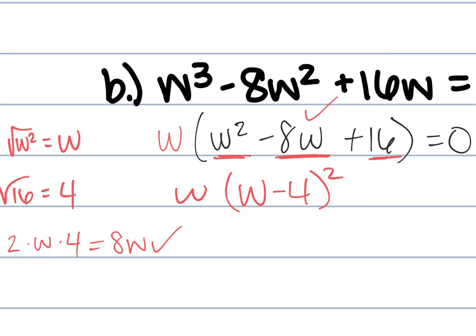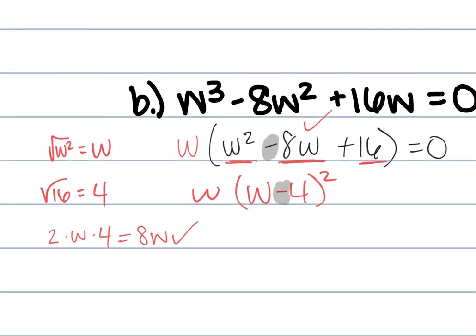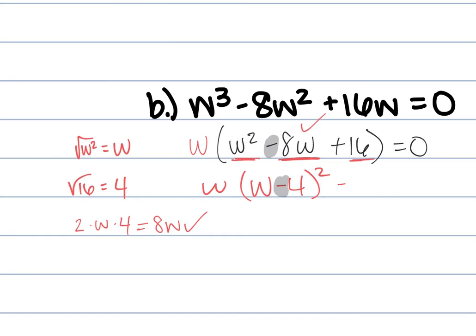So now the minus, right? It's useful because it goes right here. So it's W minus 4 squared. Do you guys see that? And this is all equal to 0, right? Is there anything else we can factor? No. Okay, it's completely factored.